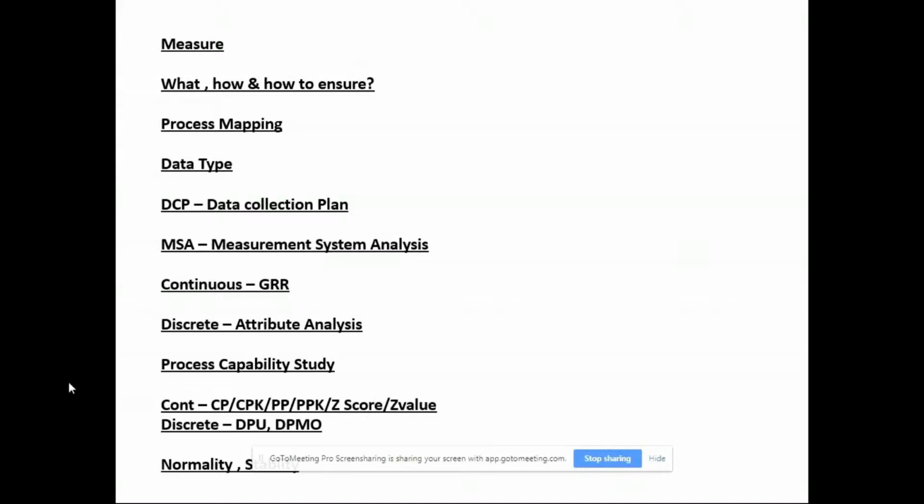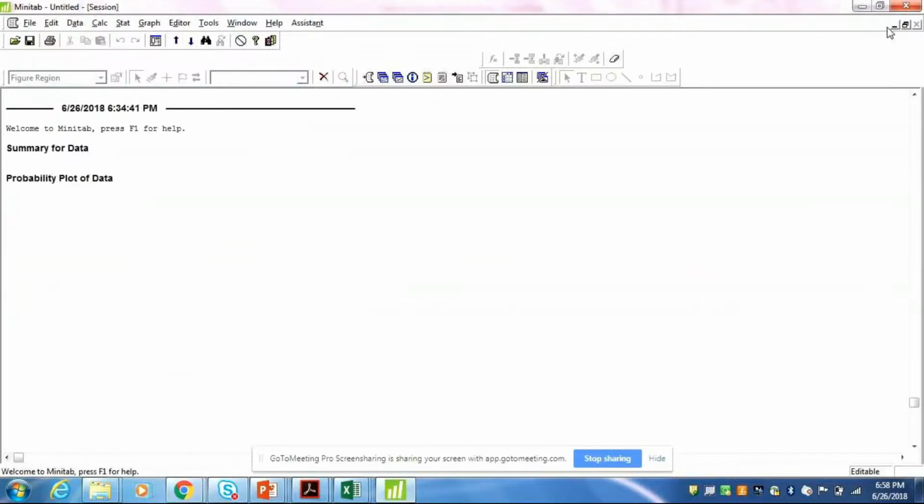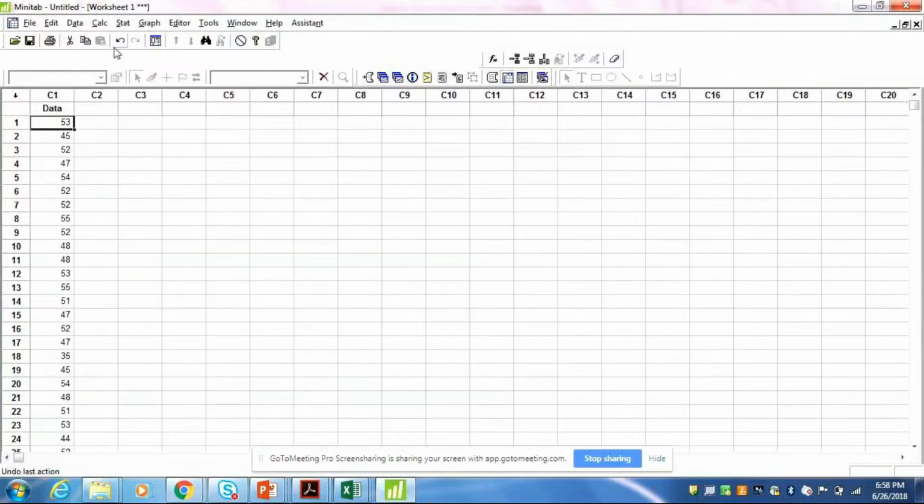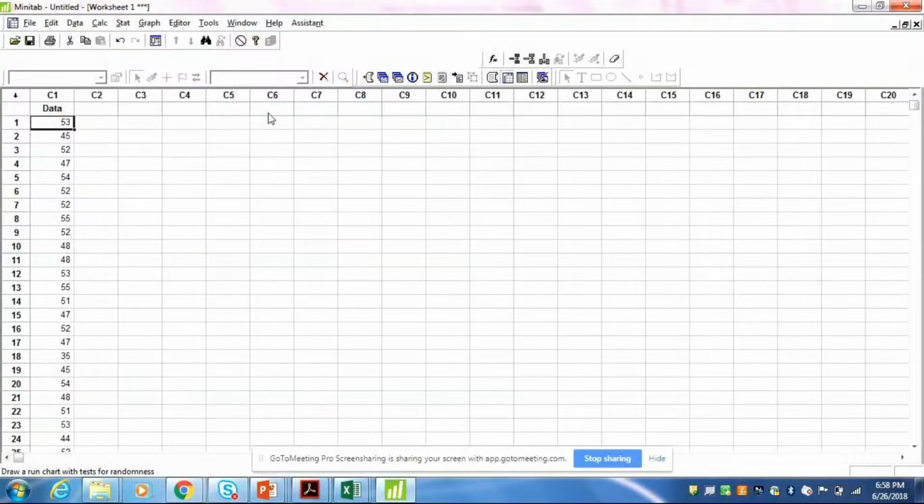Any questions in these two phases, Define and Measure? Not at the moment. All right, perfect. So let's move ahead and get into the Analyze phase. Now, before we get into that, let's see how we check the stability of the data. Again, in Minitab, it is pretty simple. Using the same data, let's see if this data is stable or not. You go to Quality Tools, Run Chart.